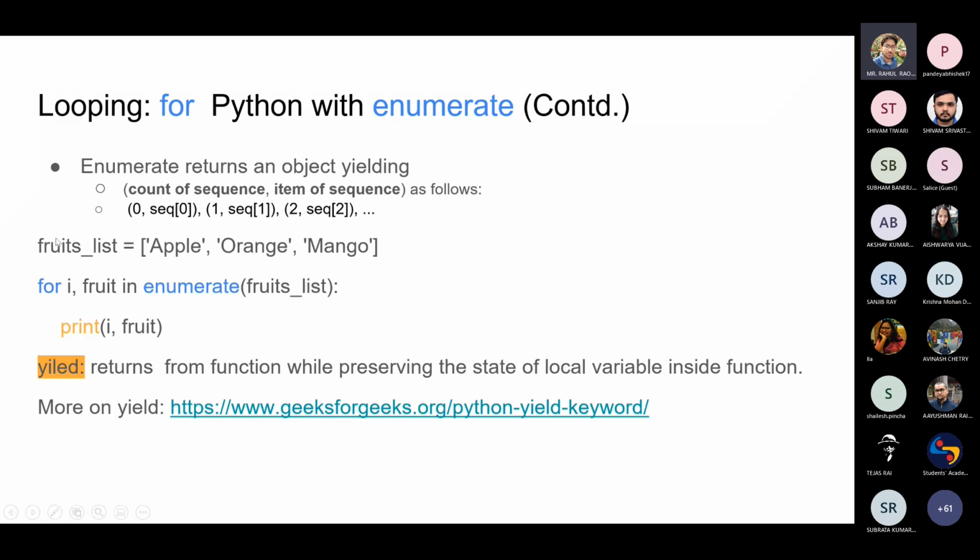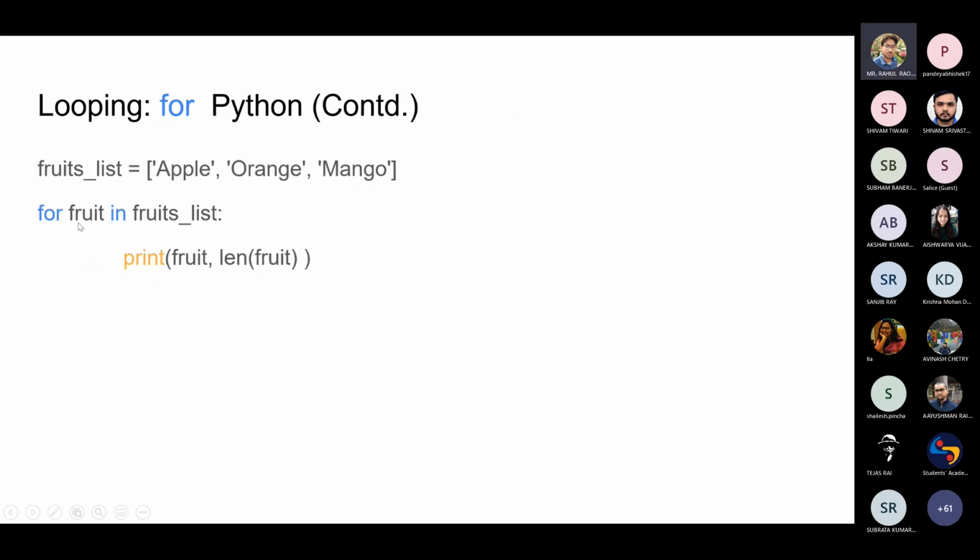So here the fruit list can also be anything, like an item list. You can define an item list, and here you can have for i, item in enumerate. Similarly, in the previous example, instead of fruit we can have item: for item in fruits list, print item, length of item.